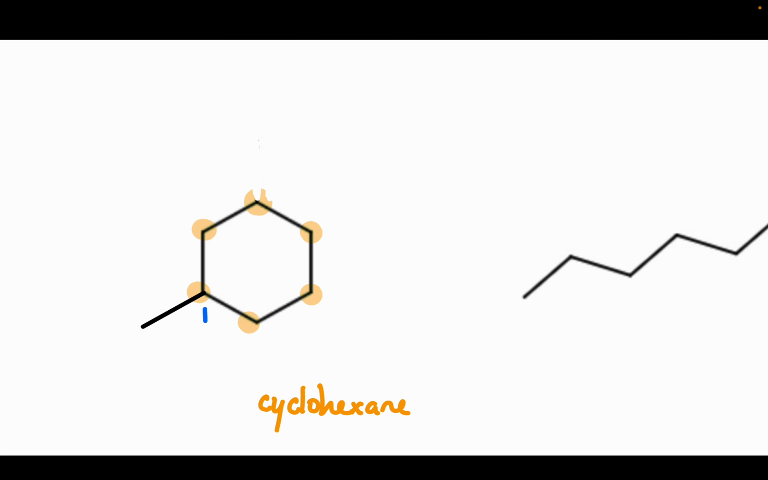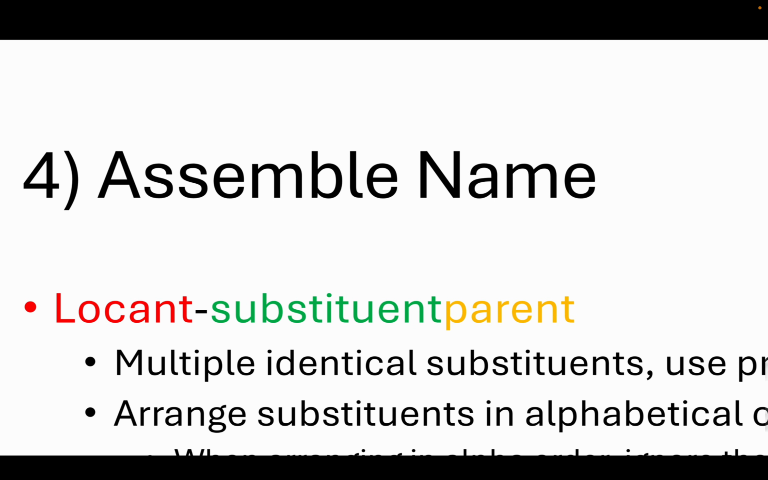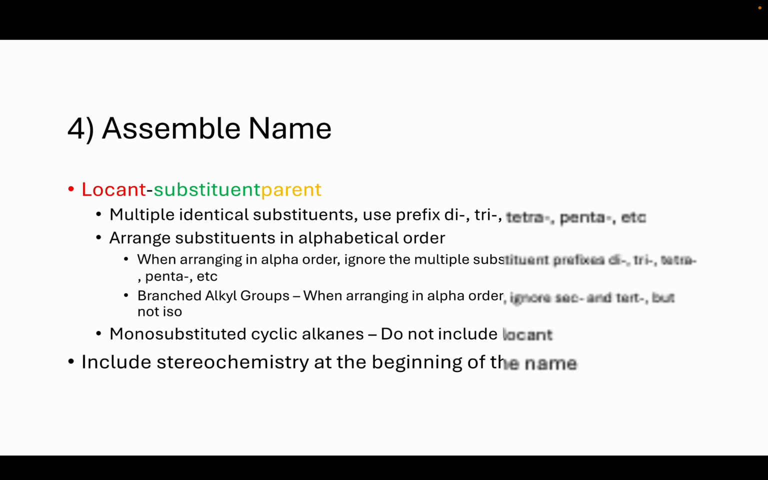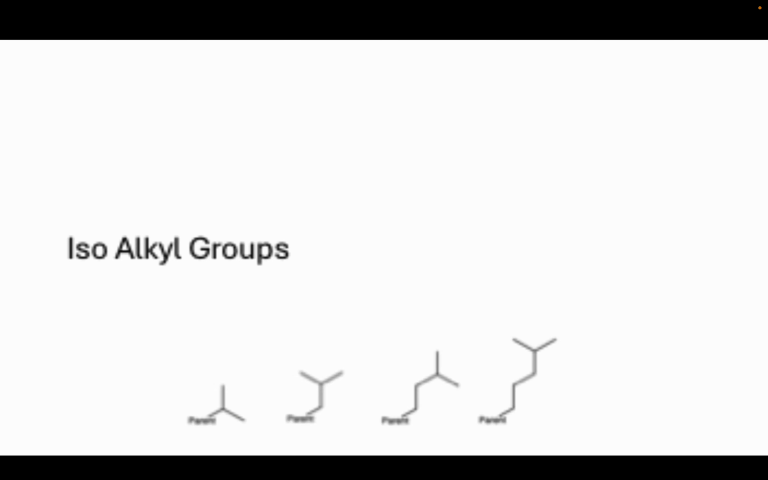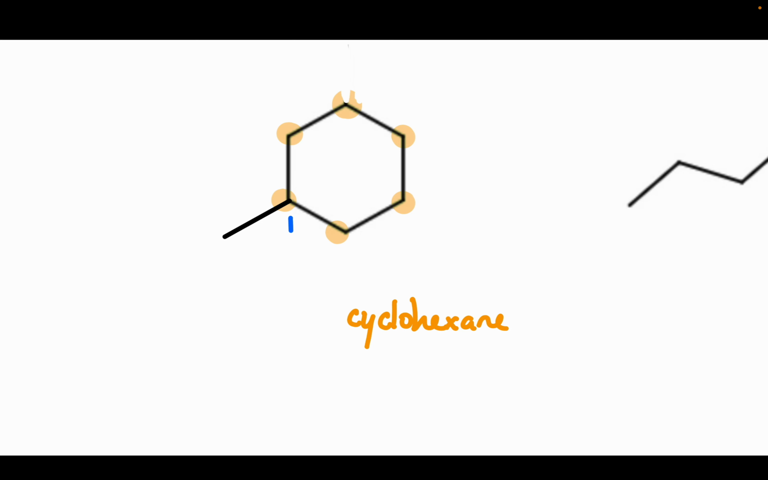So when we assemble the name for our monosubstituted cyclic alkanes, meaning there's only one substituent on there, we actually don't include the locant. We already know where it is. It's on carbon 1. So rather than saying 1-methylcyclohexane, we would just identify, let's go back actually.